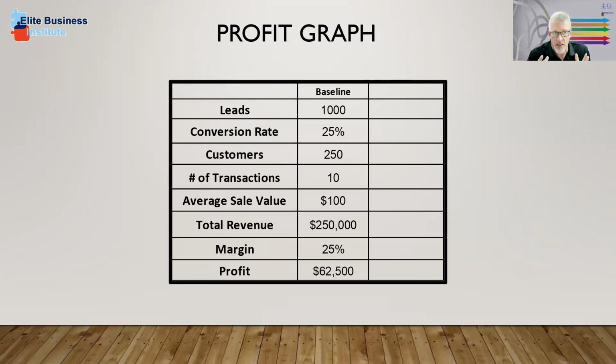But how many leads have you got? So the baseline here, which we'll be working with, is this business generates 1,000 leads. Its conversion rate is 25%, which gives it 250 customers. On average, they do 10 transactions each at $100, so they generate 250 grand in revenue at a 25% margin, which means they make $62,500 for every 1,000 leads, which is pretty good.